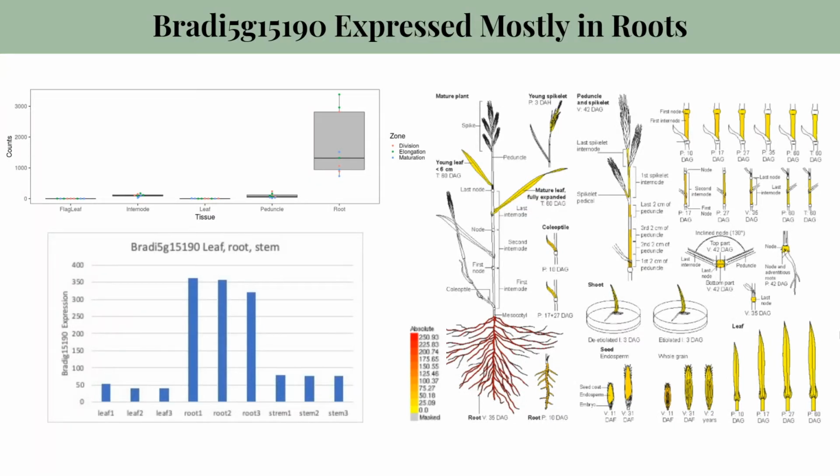Then we found that our gene is mostly expressed in roots. From the EFP data on the right, we see that it's red in roots and yellow everywhere else in the plant. That means there's high expression of our gene in roots and low expression everywhere else in the plant. We see a similar thing in the graphs to the left, high expression in roots and low expression in other parts of the plant.